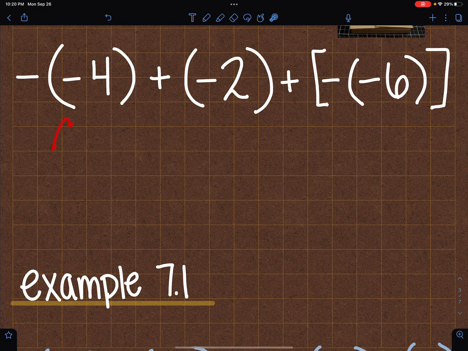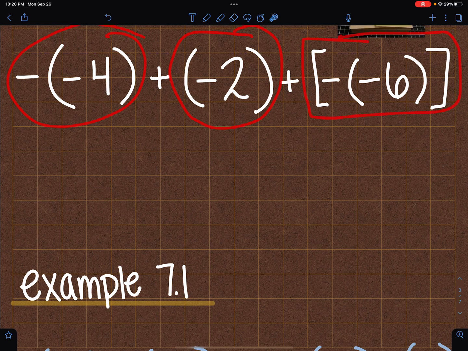All right, for now, let's look at this expression. This is a complicated expression, but we can simplify it with the idea of opposites, okay? So the first thing that we're going to do is look at what are we actually doing in this problem. We're adding 3 different expressions. So this is one expression right here. This is another expression, and this is the third expression.